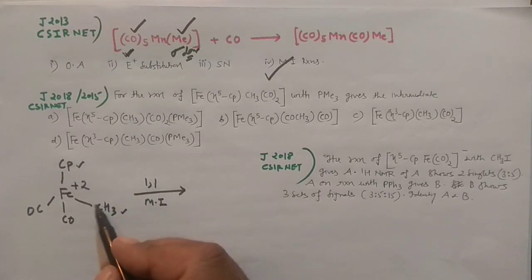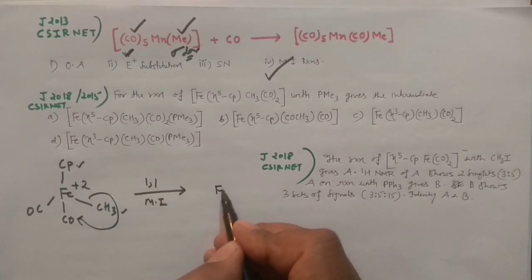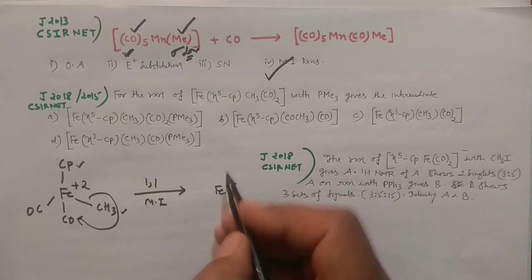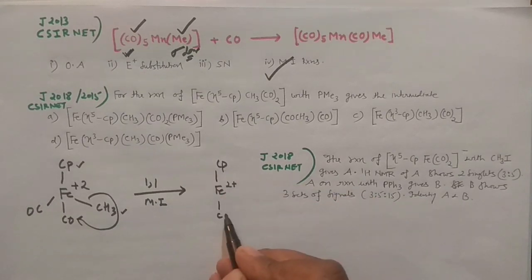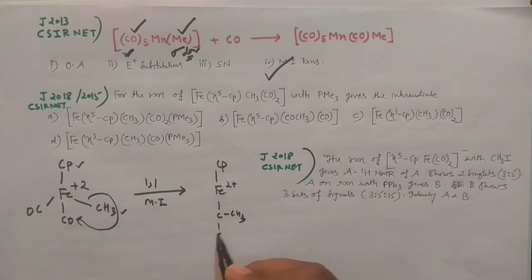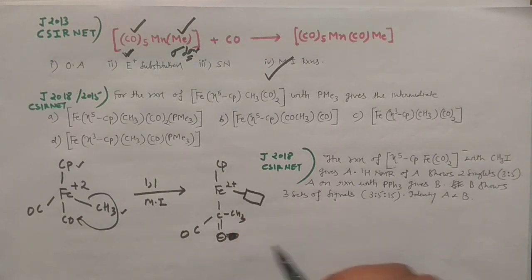So what will happen is this methyl will migrate to this carbonyl and you will have Fe 2+. This is your Cp, and this is your C(=O)CH3, this is your CO, and this is the vacant site. Now check the options.